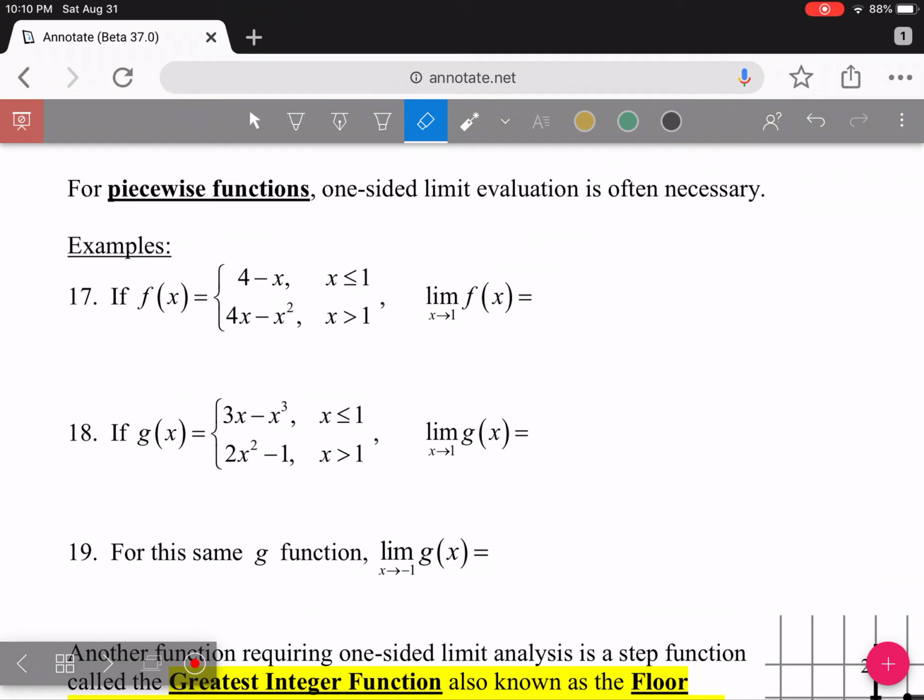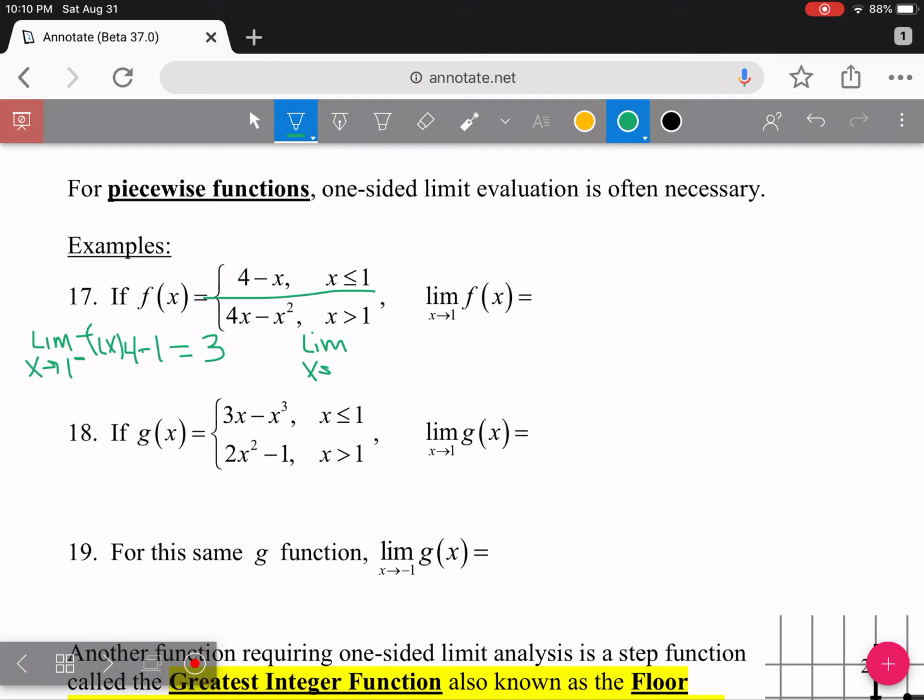Okay, so let's do direct substitution. For this first one, we're going to plug 1 in there, and we're going to say 4 minus 1. Well, that equals 3. So we know the limit as x approaches 1 from the negative side of f of x equals 3.